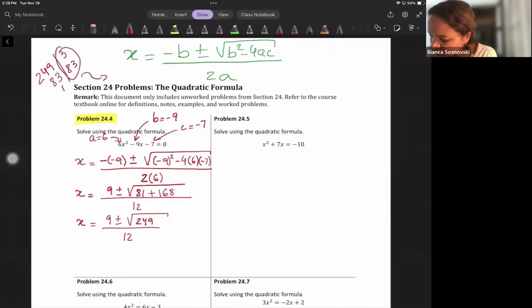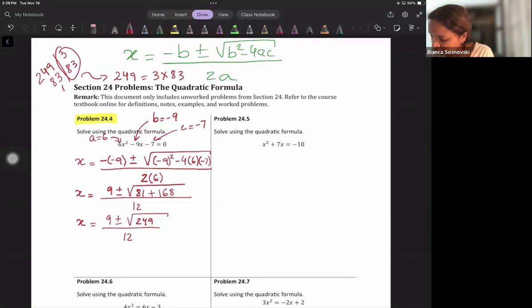The factorization of 249 is 3 times 83. None of them are perfect squares, so I know I cannot simplify. So I will leave the square root of 249 as it is, okay?